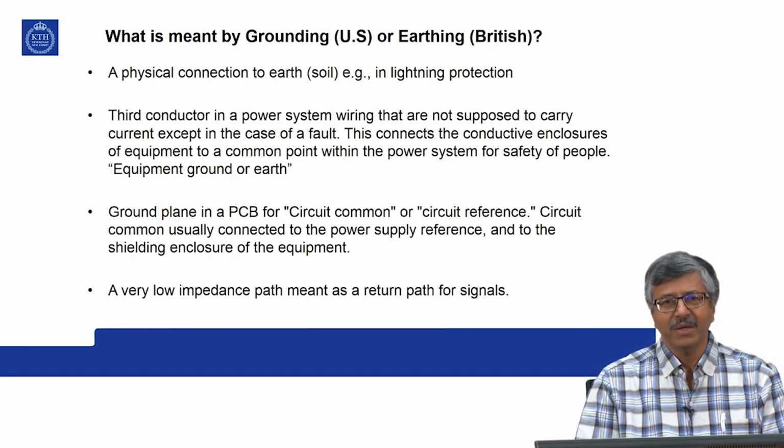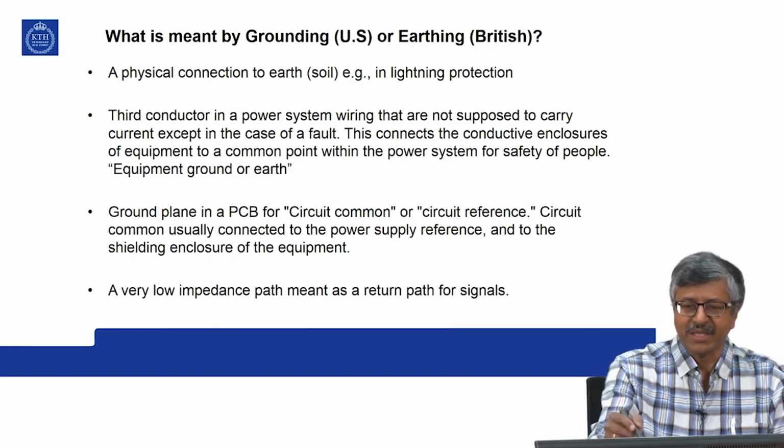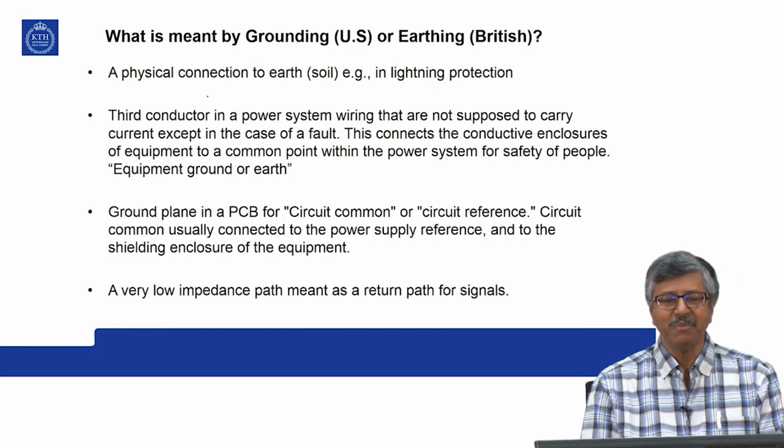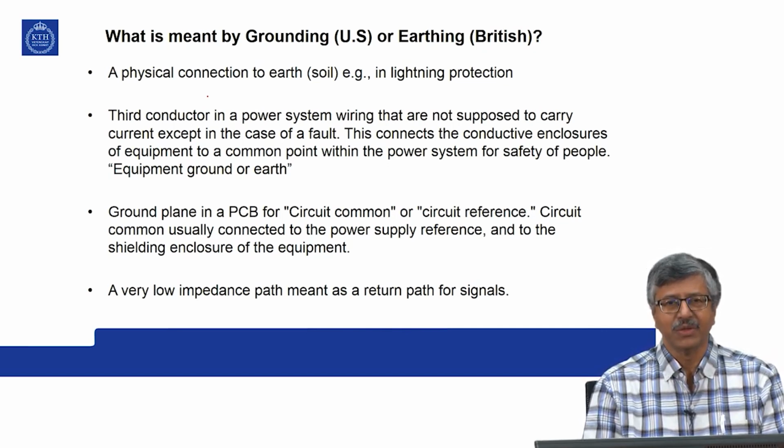If you are looking at lightning protection, there often grounding means a physical connection to earth or the soil, because you need to drain most of the lightning currents away from your building or the structure and safely away into the earth. But often in EMC you do not require a physical earth for grounding.